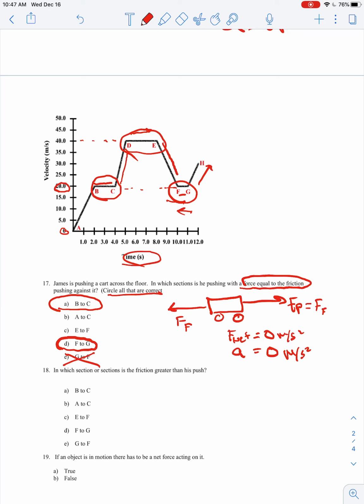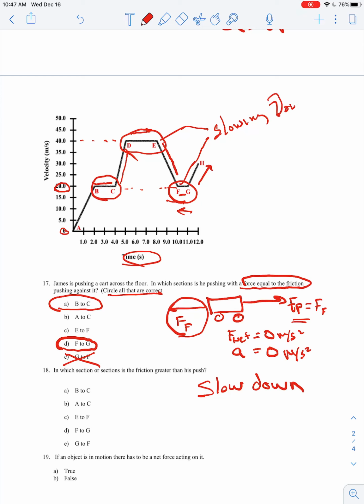Okay, in which section or sections is the friction greater than the push? Now, if the friction is bigger than how hard you're pulling it, it should slow down. So where do you see it slowing down? That's in this section from E to F. That's my slowing down. So we're going to circle that. And that's the only area where it's slowing down on this graph.